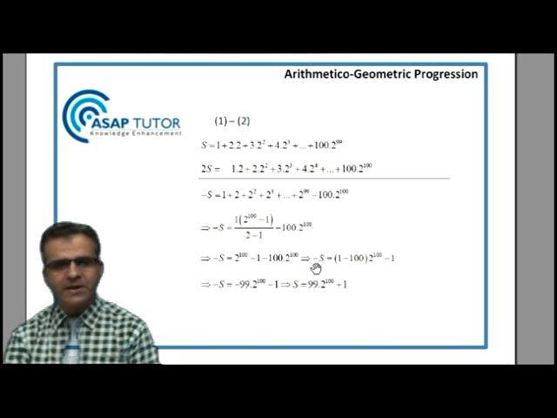So minus s will be equal to minus 1 from here, and from here it is 100, so 1 minus 100, 2 raised to 100 will be common, minus 1 will come from here. Now this will be minus 99 into 2 raised to 100 minus 1, and since it is equal to minus s, therefore s will be equal to 99 into 2 raised to 100 plus 1. That will be the correct answer.